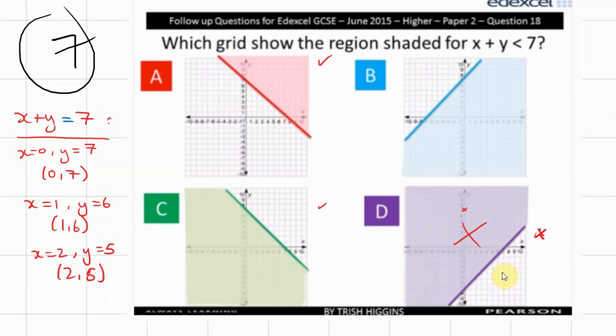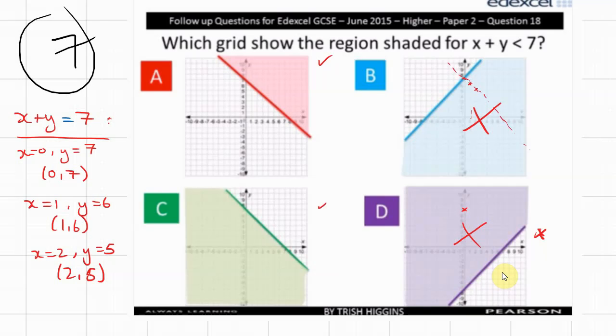So definitely that is not going to work for us. And this one has 0, 7. Does it have 1, 6, 2, 5? No. So that is not the line. This doesn't have the coordinates we figured out that work. We'd be looking for a line more like this that we've seen in the 2 on the left.